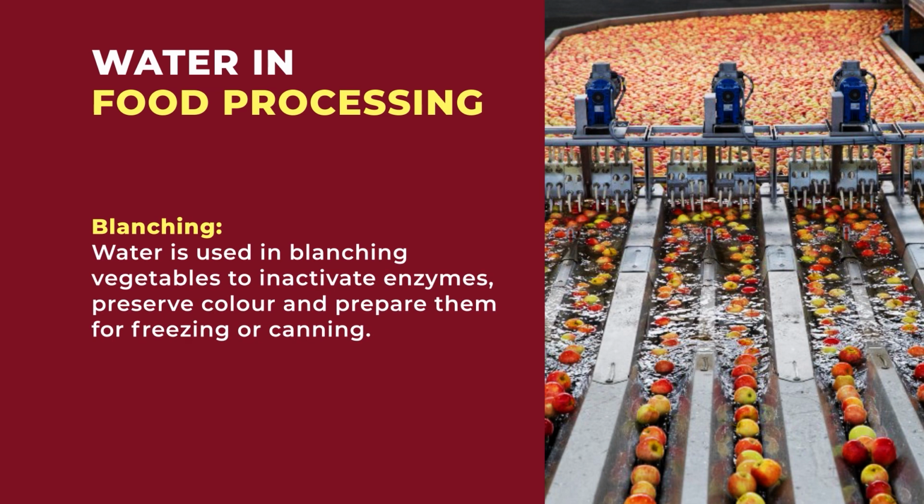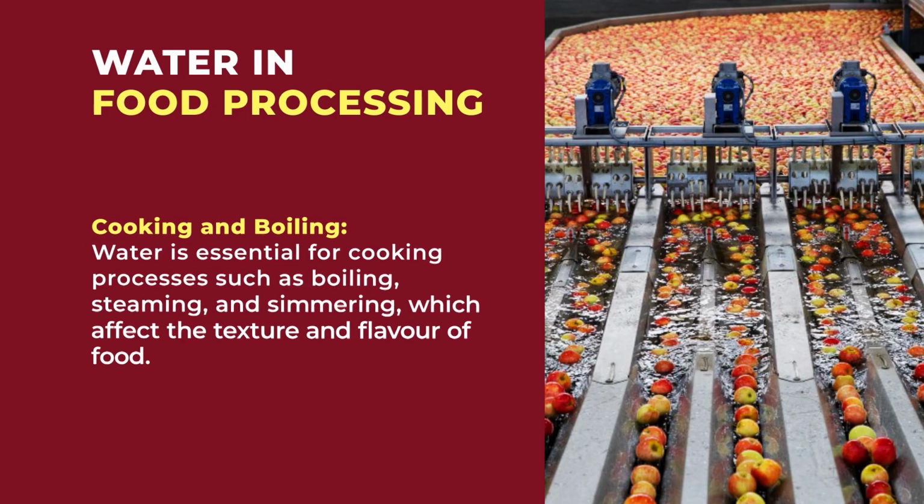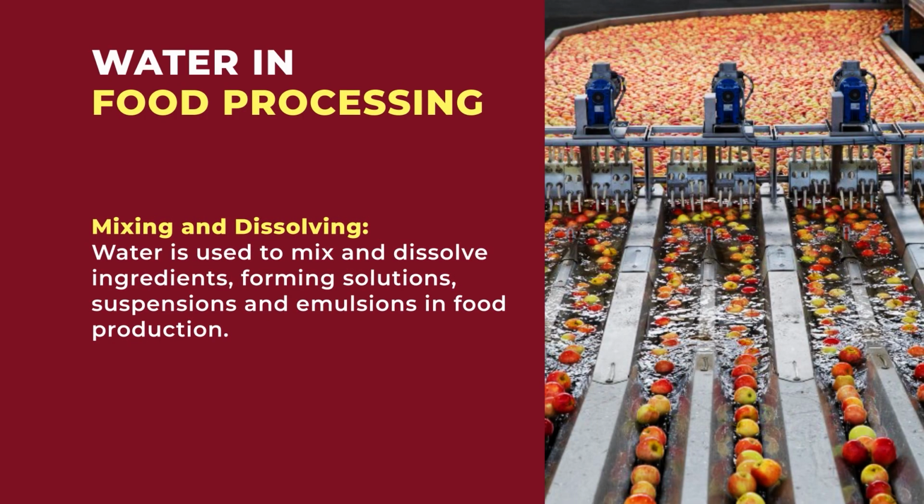The blanching, particularly of vegetables, is done to inactivate the enzymes and preserve the color. The next is cooking and boiling. It is essential for cooking processes such as boiling, steaming and simmering, which affect the texture and flavor of the food. Then water in food processing also involves mixing and dissolving, where you want to dissolve any of the ingredients, or to make a suspension.